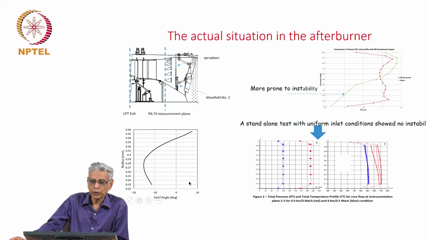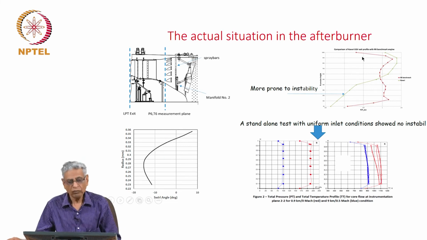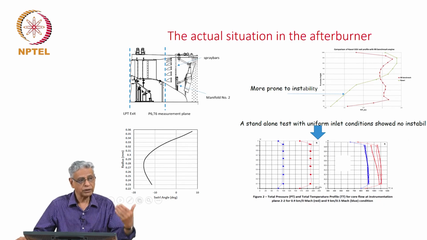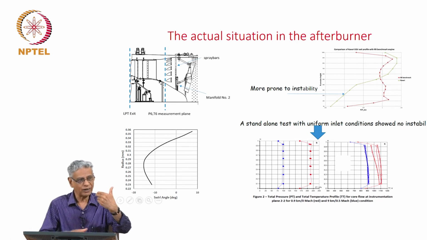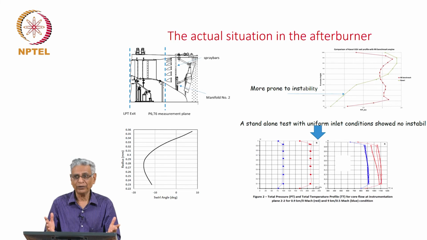If you look at the actual situation in the afterburner, this is data which was provided by GTRE for the first design which they had put together. You see the swirl angle which is presented here is plus 10 in the outer part and is minus 10 in the core. That means the flow comes in one direction, and in the opposite direction it swirls in the core. In fact, it is quite contrary to what you expect to get stable combustion. So, if you are desiring instability, you should do what is being observed.